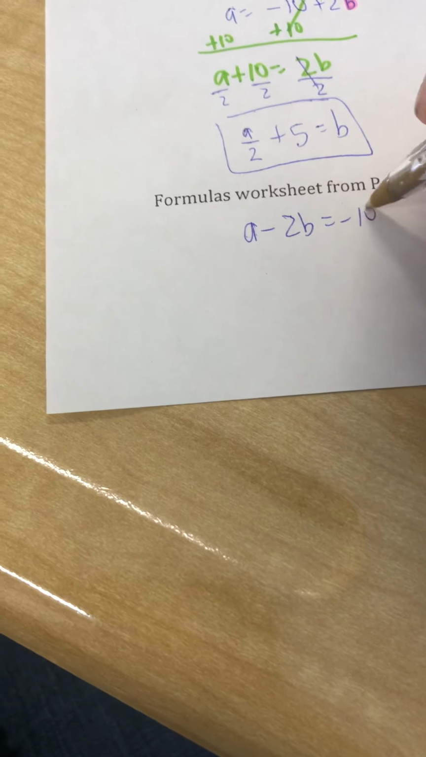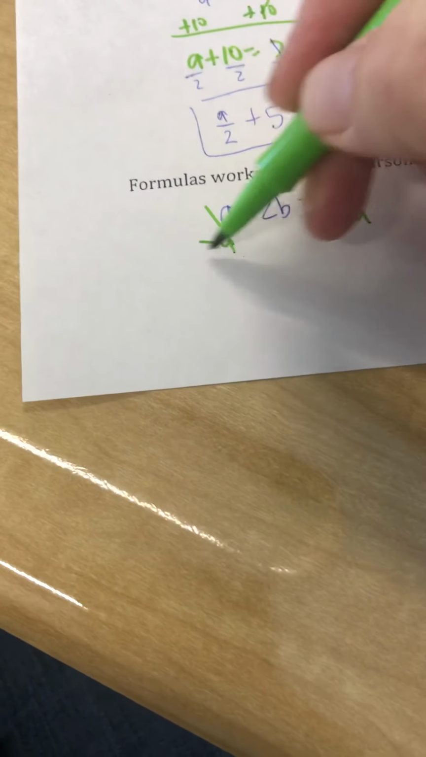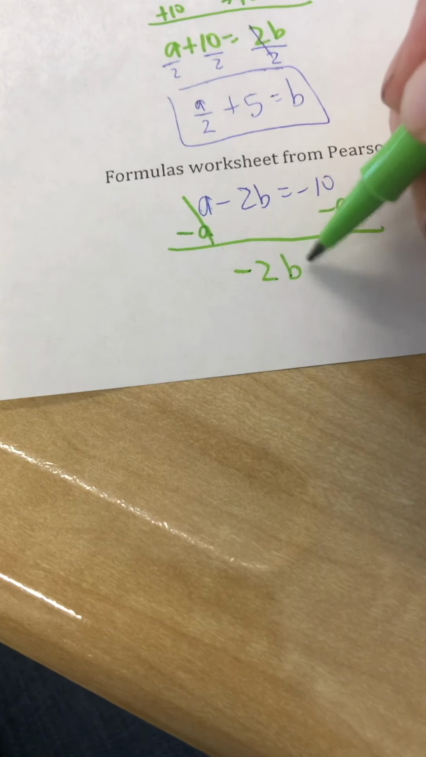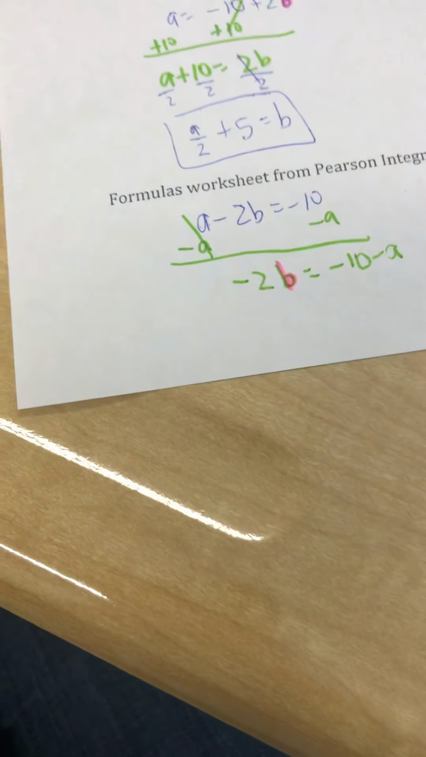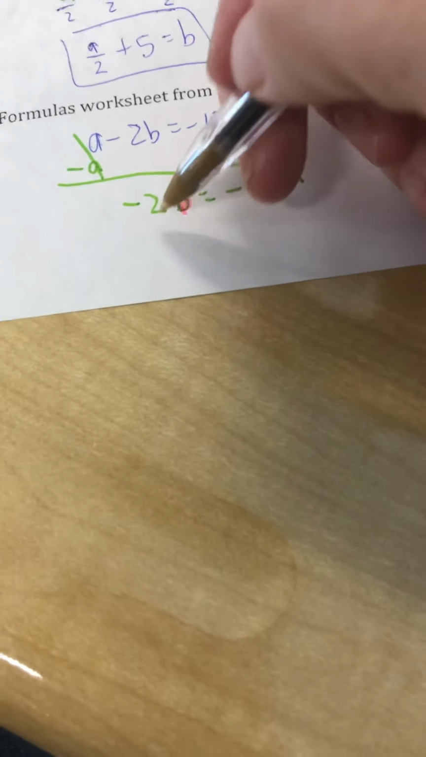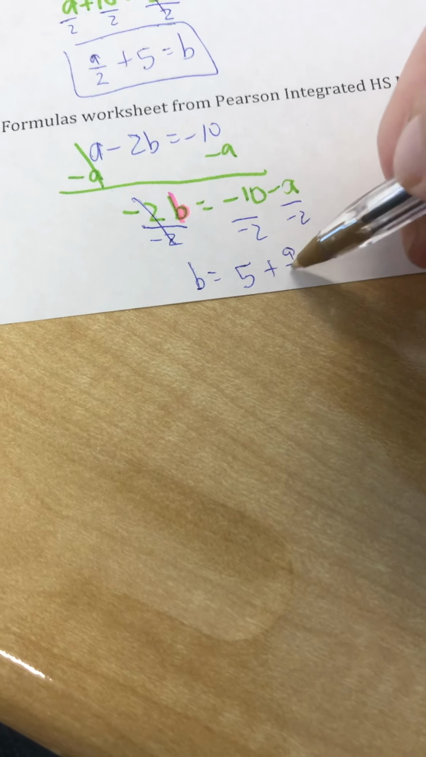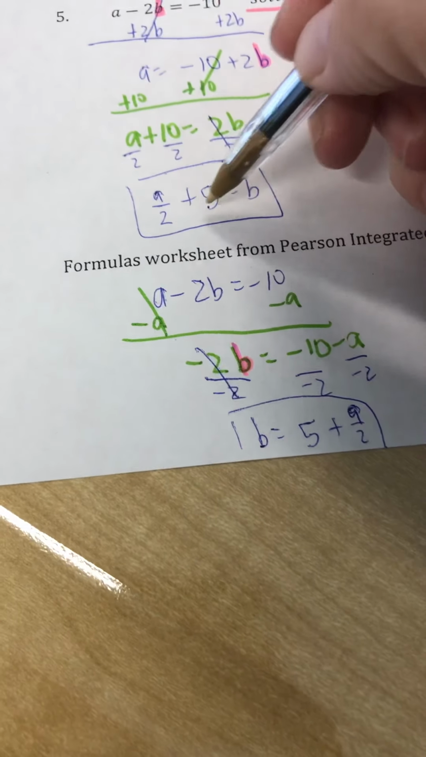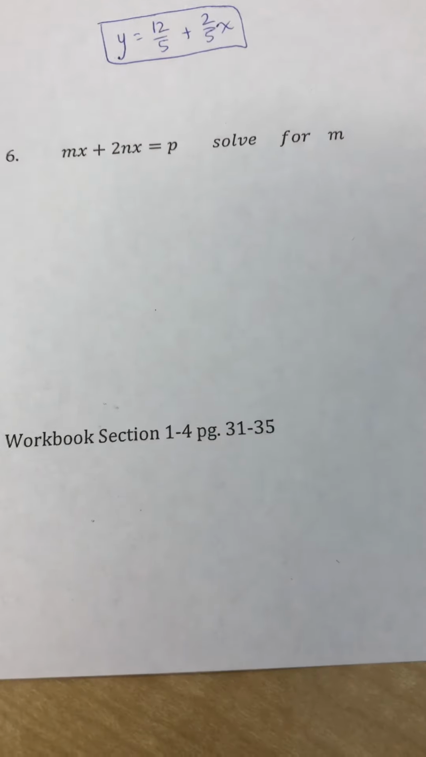Okay, little bonus here, so you can fast forward through this one if you want. We could have also subtracted a and said negative 2b equals negative 10 minus a. And then again, trying to get b by itself, we would divide all of this by a negative 2. So a negative divided by a negative would make that a positive, and a negative divided by a negative would make that a positive. So b equals 5 plus a over 2 is the same as a over 2 plus 5 equals b. Same thing. Okay, last one. Pause it, see if you can try it.